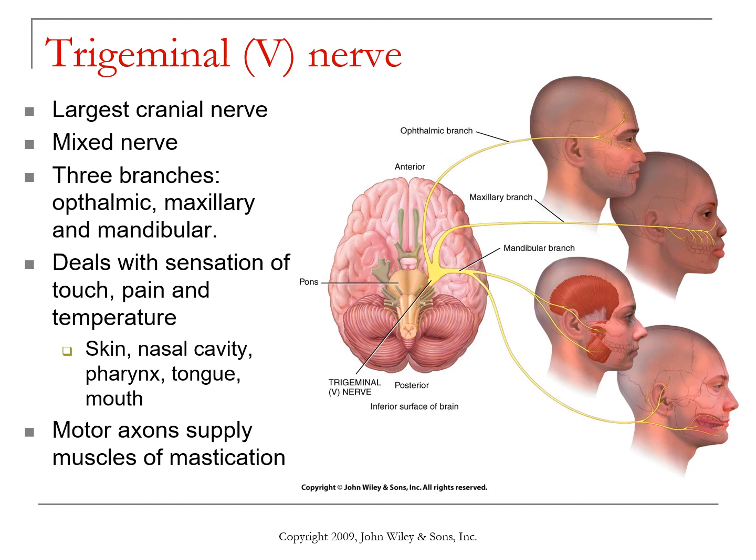The motor axons send signals to or innervate the muscles of mastication, the main one being the masseter muscle in the cheek or buccal area. So the trigeminal nerve plays a large role in chewing.